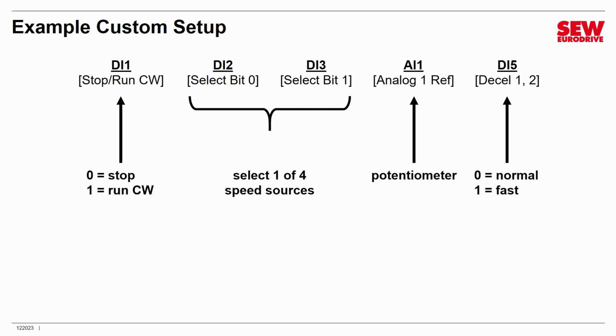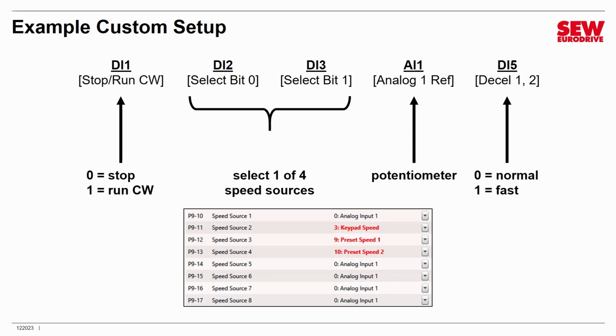So how do we go about setting this up? We'd go to parameter 9-10 through 9-13, and we'd set the speed sources up to reflect those requirements. So you can see speed source 1 is the analog input 1, that's the potentiometer. Speed source 2 is the keypad. Speed sources 3 and 4 are preset speeds 1 and 2. And the last 4 sources aren't used, so we just leave them set to the default, analog input 1. They never actually get accessed, so it doesn't really matter what they're set to. So that's how we set up our sources.